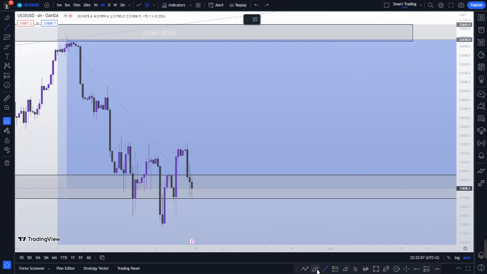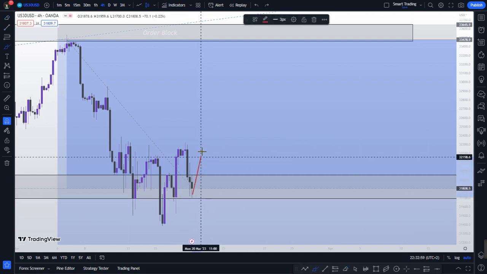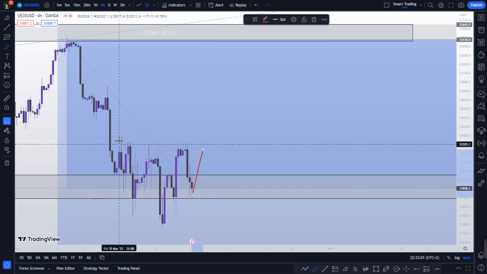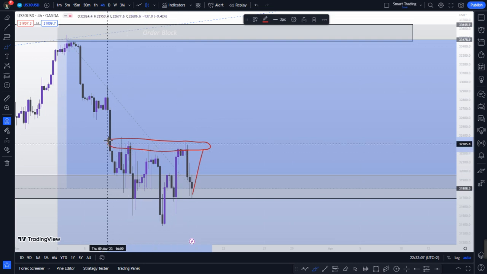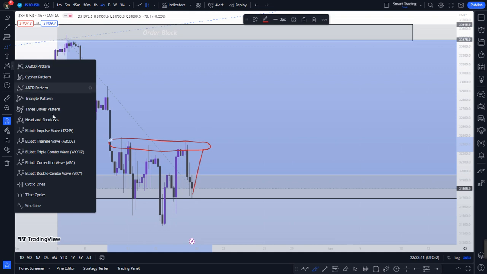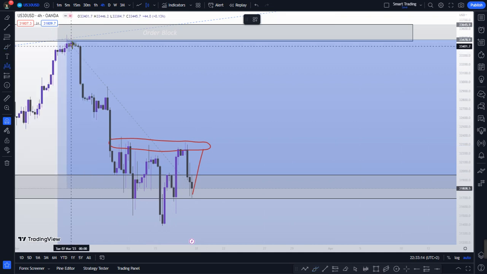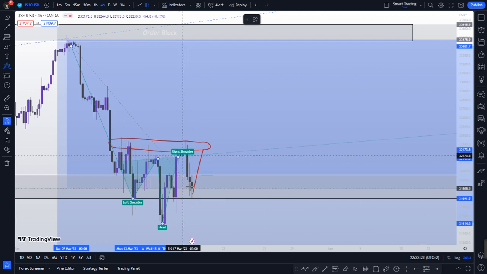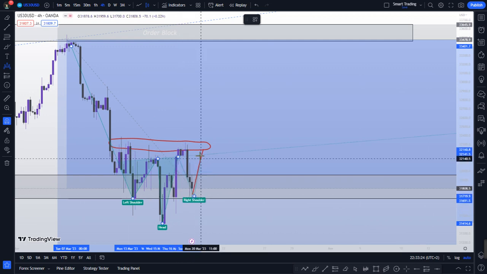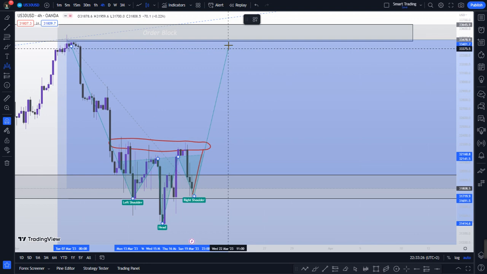We're expecting this price to come right above here. Then we'll conclude that this is what? A head and shoulders, right? If you come over here, there are patterns. You're looking for a head and shoulders. I'm saying this is a left shoulder. This is a head. And this is a right shoulder, guys.